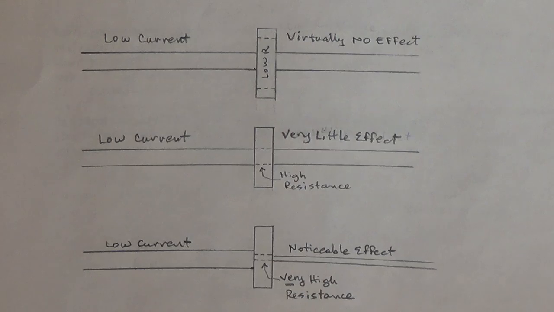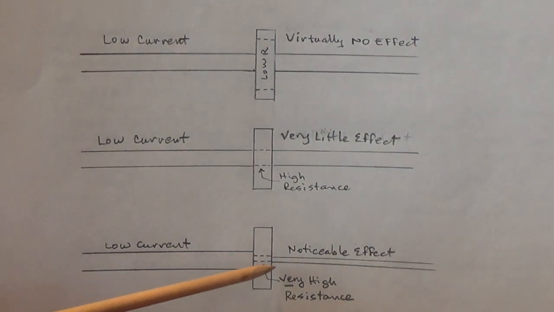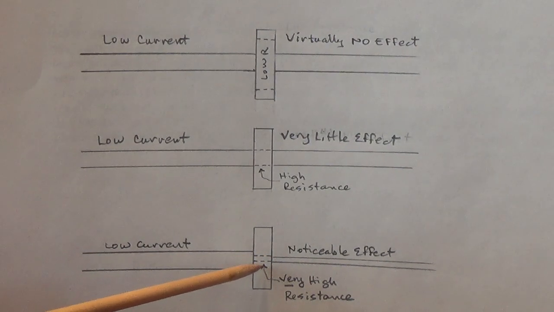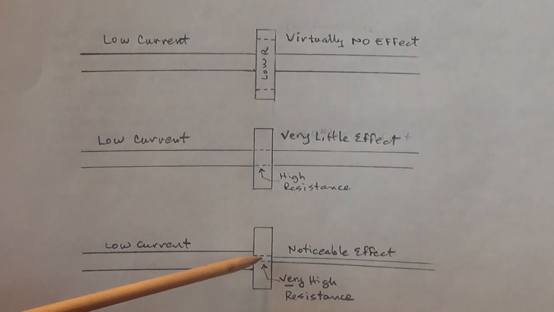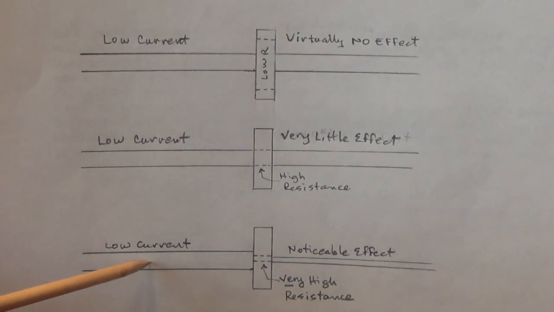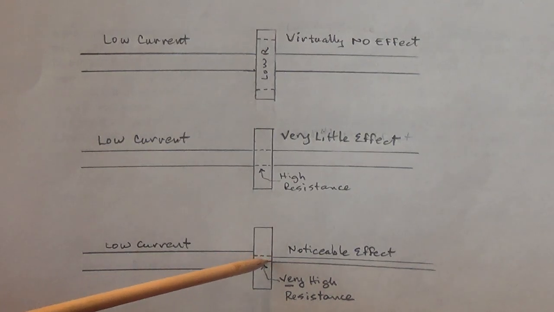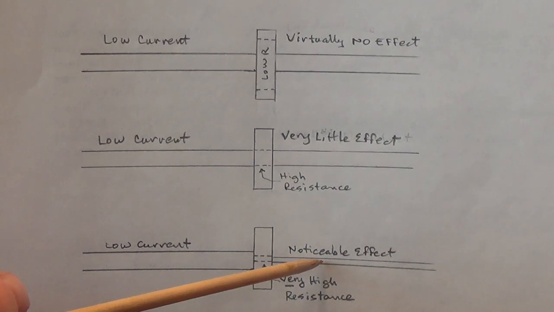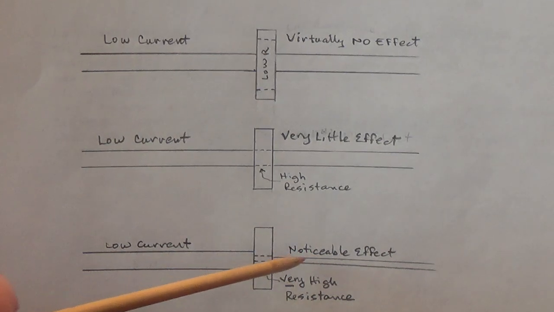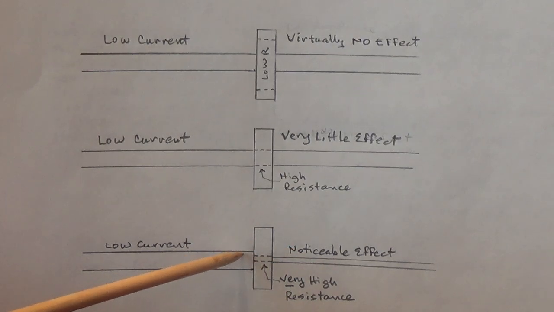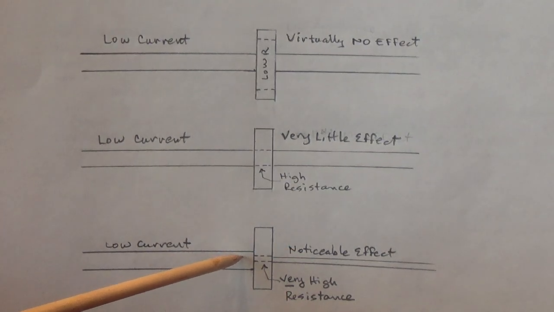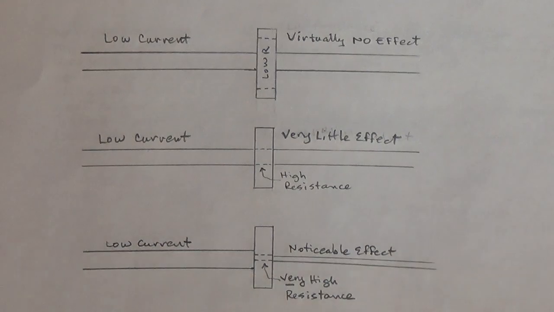Now let's take a look at the third possibility, in which we install a very, very high resistance across the low current wire or river. As you can see, the hole is quite small, and it does have a noticeable effect both on the current on either side and also on the electrical pressure or voltage drop on either side of the resistor.